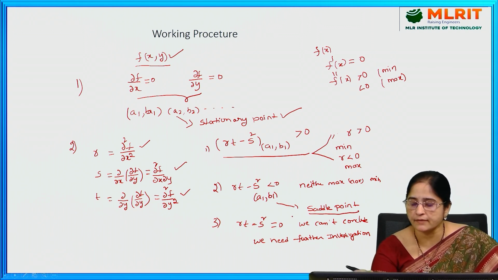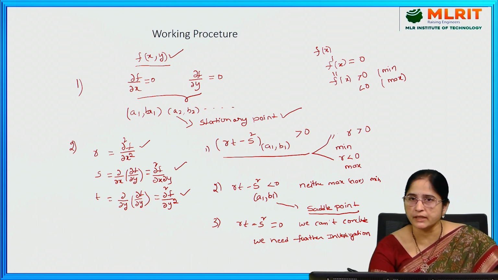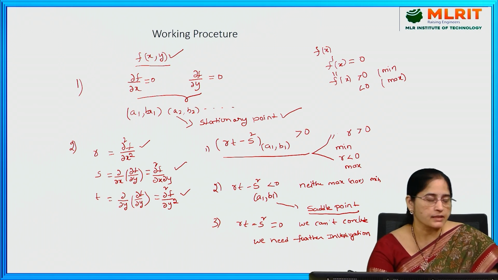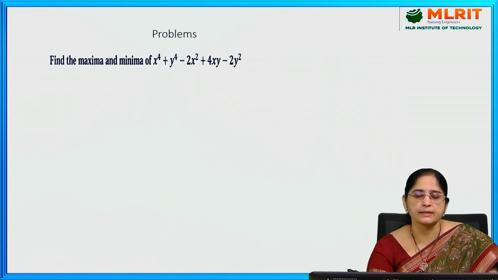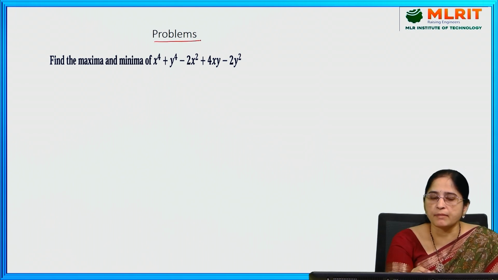If rt minus s square equal to 0, we can't say anything about the maxima and minima. We need further investigation to check the maxima and minima. This is the procedure for a function of two variables. Now we can see one problem related to the maxima and minima.